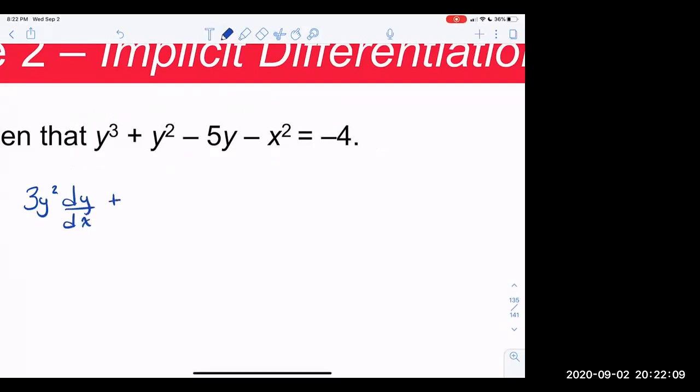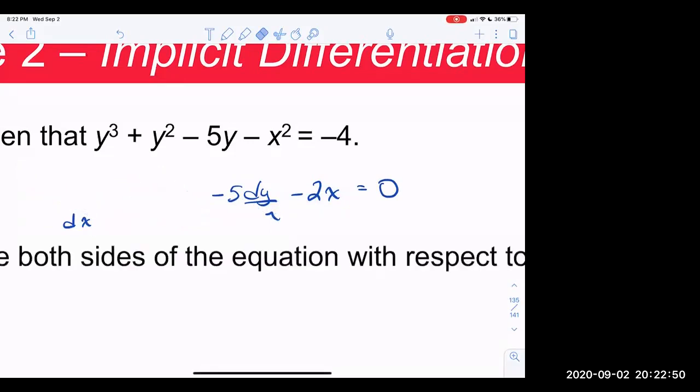What about y squared? 2y dy dx. Minus 5y, what's that? And then derivative of x squared becomes negative 2x, and the derivative of negative 4 is 0. Easy peasy? Sure. So then, the stuff without a dy dx, which is only that in this one, moves over. So we end up with all of this.